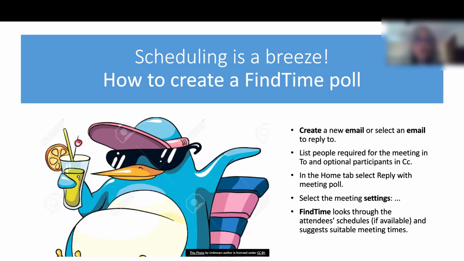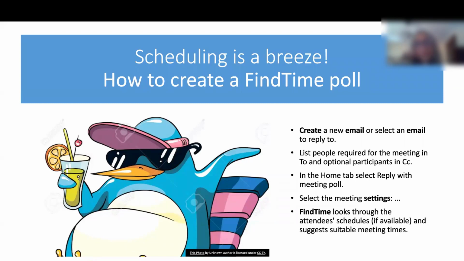After you have that add-in, scheduling is a breeze, and you just create a poll using FindTime. So you need to either create a new email or select an email to reply to. Say there are 4 people that want to have a meeting, you hit reply, and all 4 of those people's schedules would be available to you to find that consistent time. List the other people required for the meeting, and if anybody's optional, they go into the CC part of the email, right? So that automatically makes them optional for that meeting, okay?